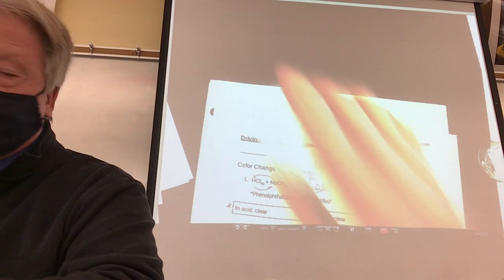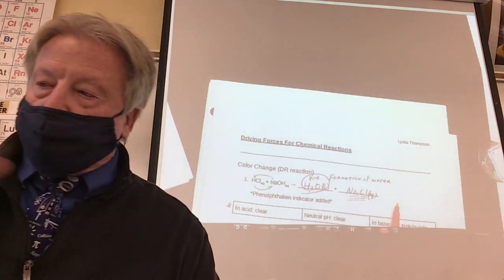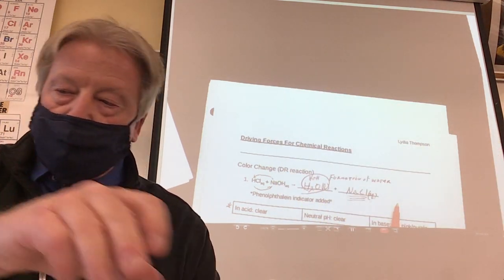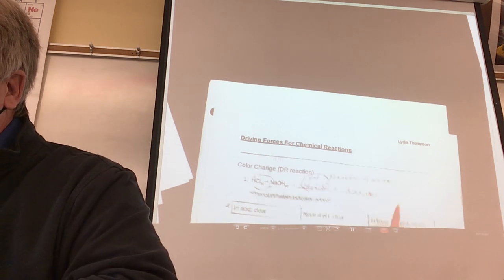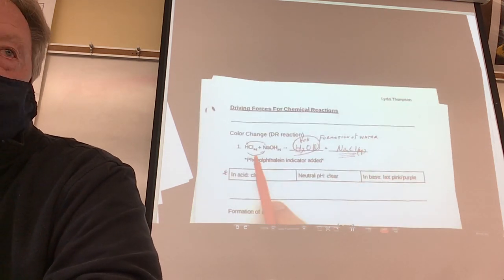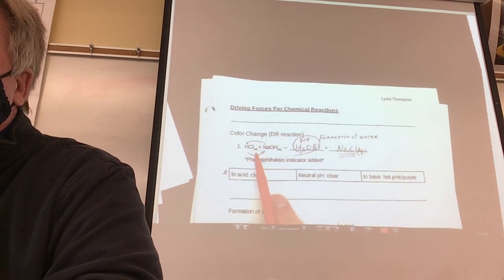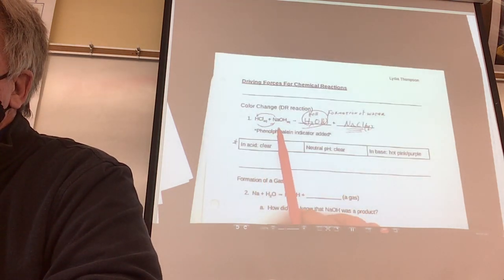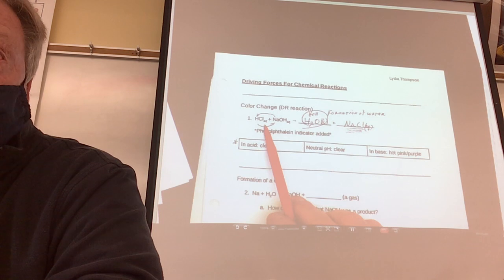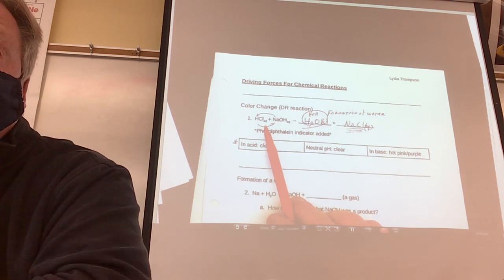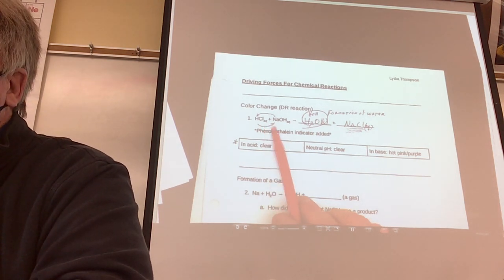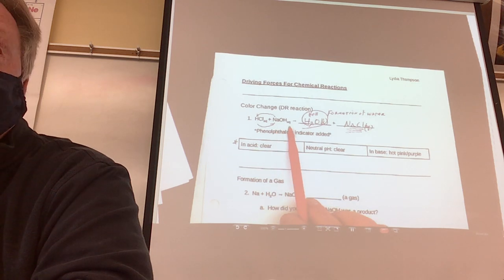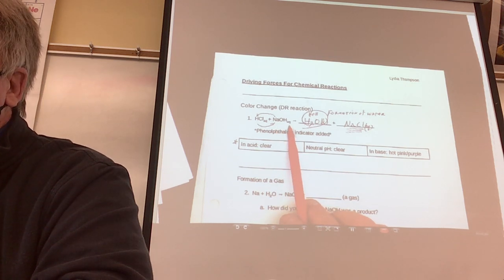Let's see if we can write this in chemistry language. All right, ready? Oh, I got water on it. Okay, ready? HCl. Now, what does aq mean after that? Dissolved in water. Aqueous means dissolved in water. Got that? And NaOH was also dissolved in water.